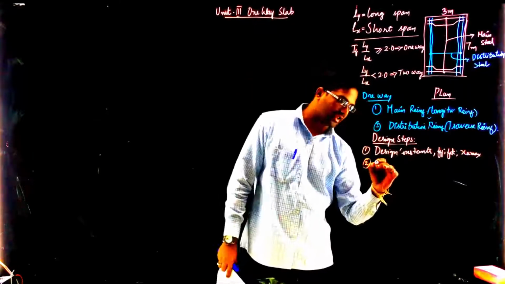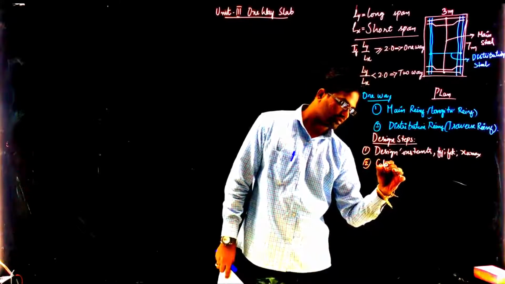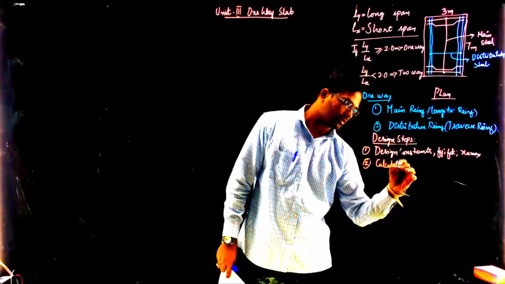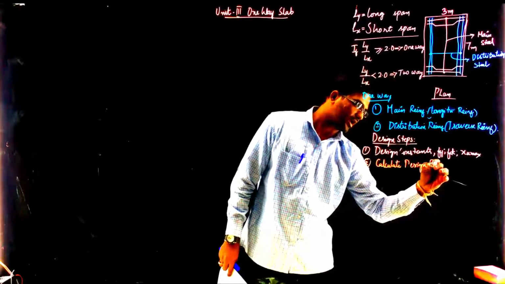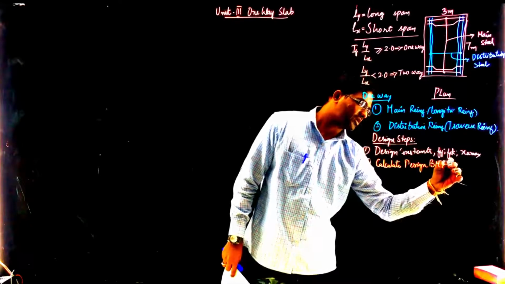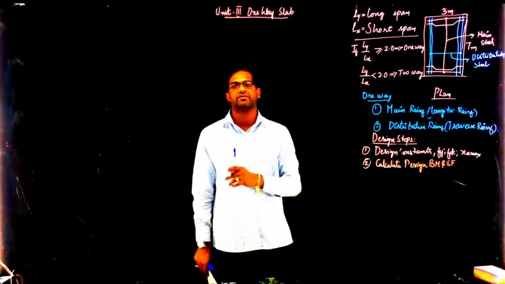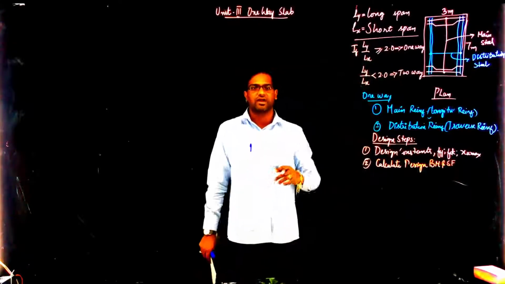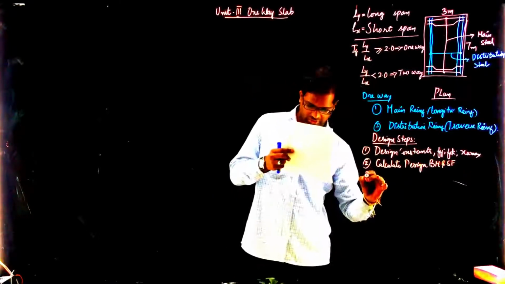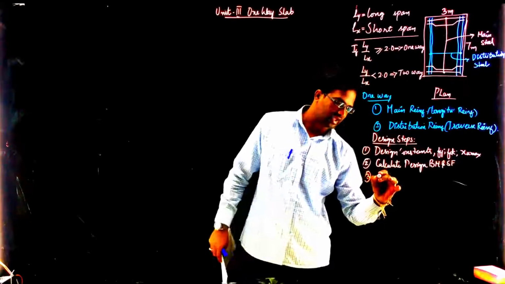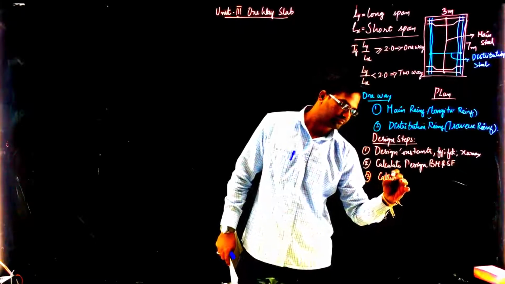Next, you need to calculate the design bending moment and shear force. For the design bending moment, we need to multiply by the partial safety factors and calculate the design bending moment and shear force. Now, the third step is to calculate the effective depth.